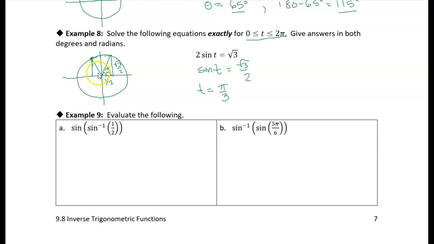So essentially we're going to have pi minus pi over 3, right? So that's 3 pi over 3 minus pi over 3, which gives us 2 pi over 3. Okay, so those are the two angles, pi over 3 and 2 pi over 3. Any of the other angles that have that same reference angle of pi over 3 are going to have a negative sine value, but we know this is positive, so that's it.